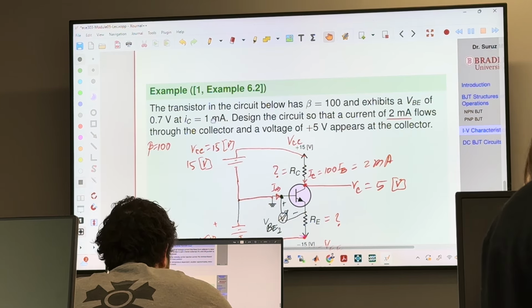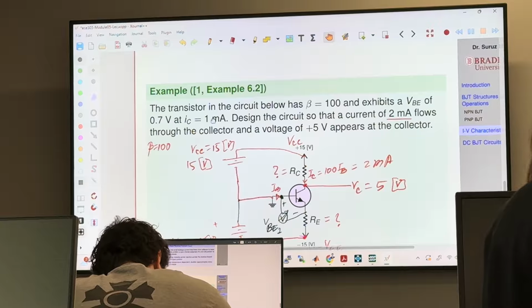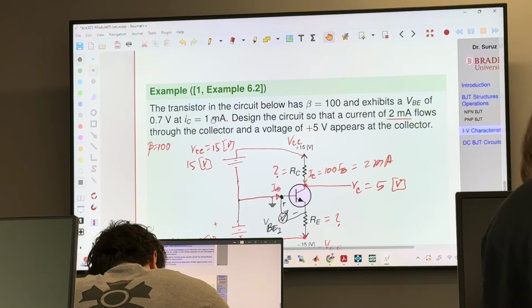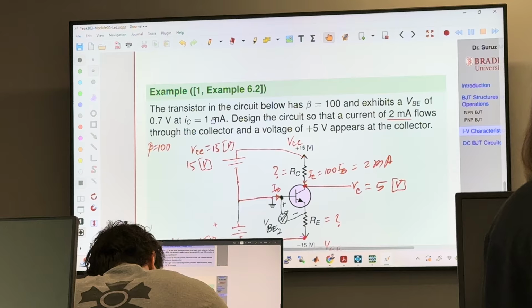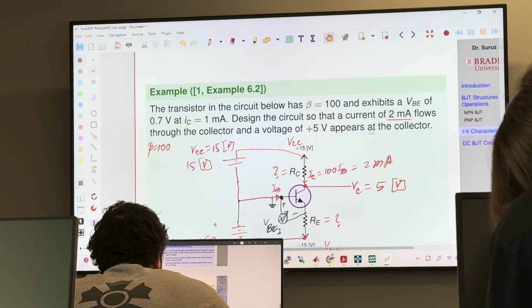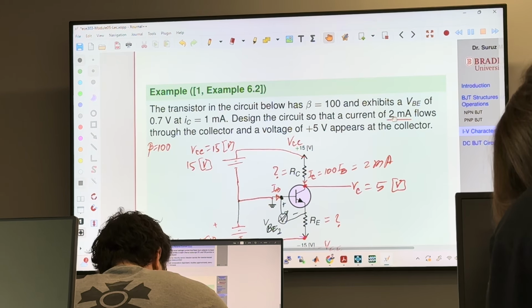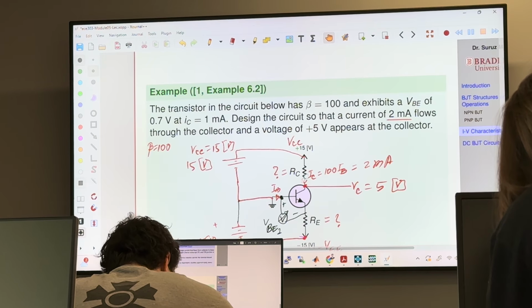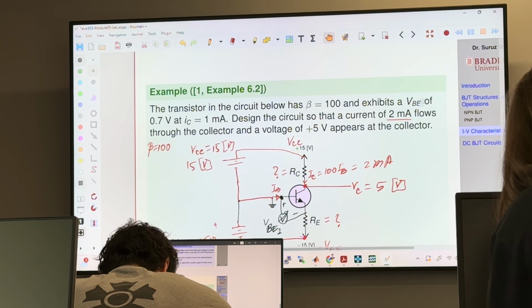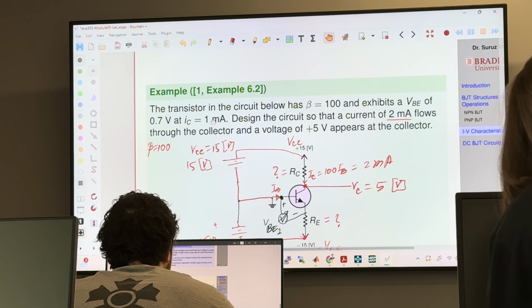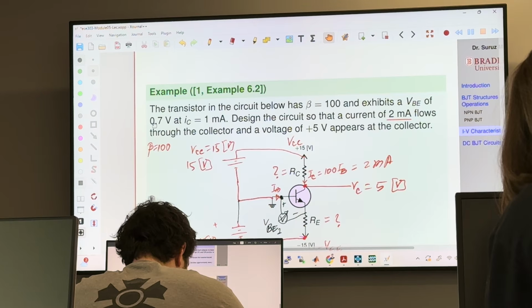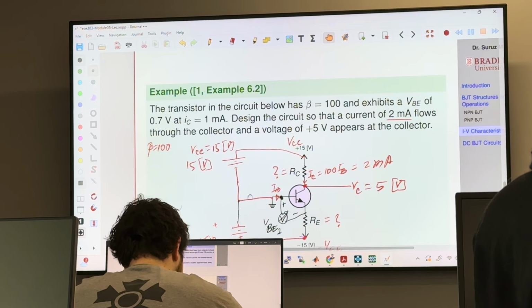What is our requirement? Our requirement is IC equals 2 milliampere, right? Our requirement is to design a circuit so that a current of 2 milliampere flows through this. So our requirement is 2 milliampere. And at 1 milliampere, it is known that VBE is 0.7.